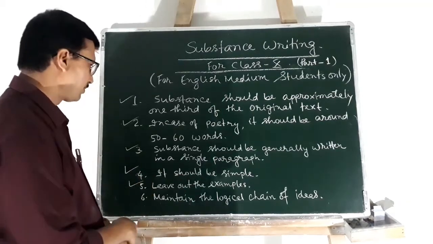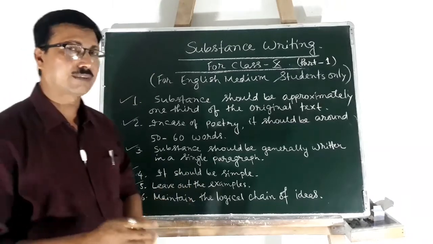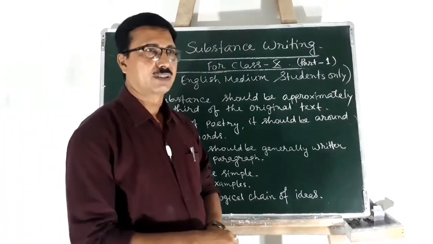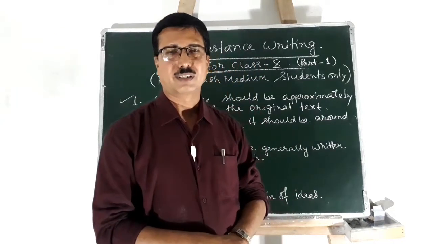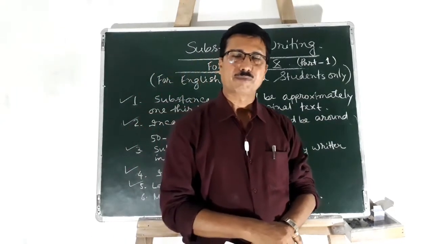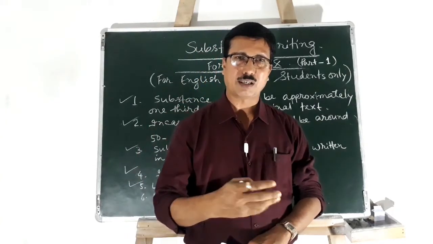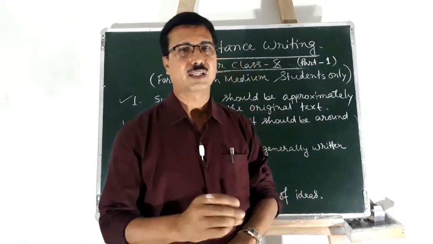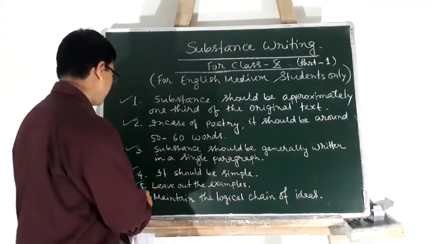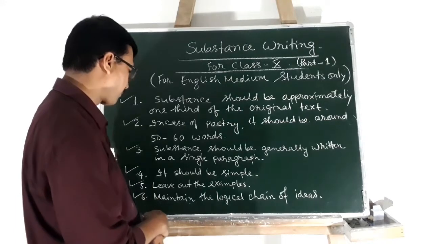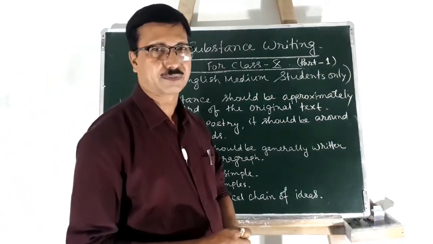Number 5, we should leave out the examples. Sometimes we find some beautiful examples in the passage given in the question, but when we go to write the substance, we must avoid them. We must avoid the examples. Number 6, we must maintain the logical chain of ideas.